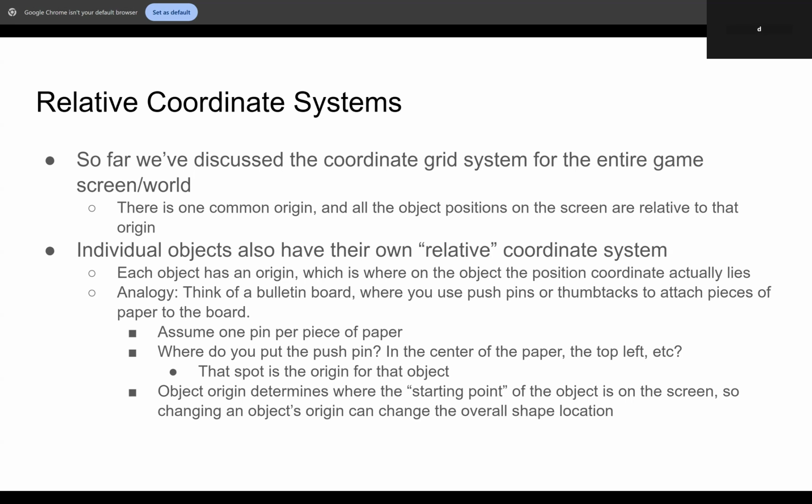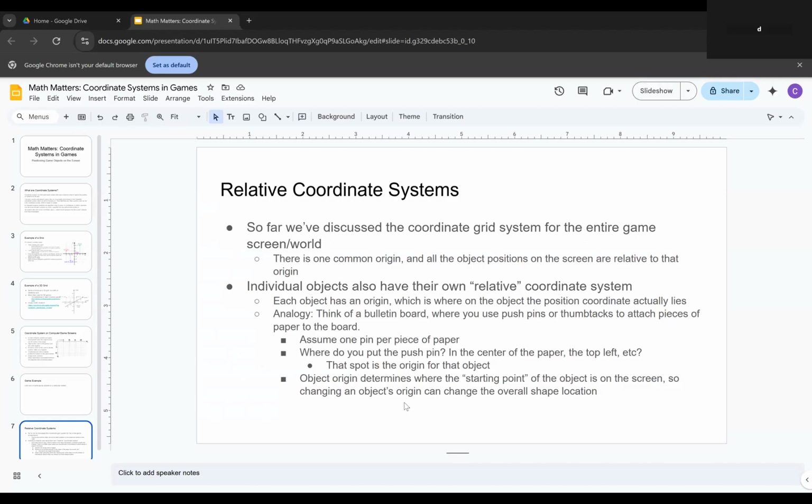Or do you put the pin on the top left? Where do you put it? So the origin determines where the starting point of the object is on the screen. Okay. So if you change an object's origin, it can also change the overall location of the shape or object. Okay. So let's look at that too here.